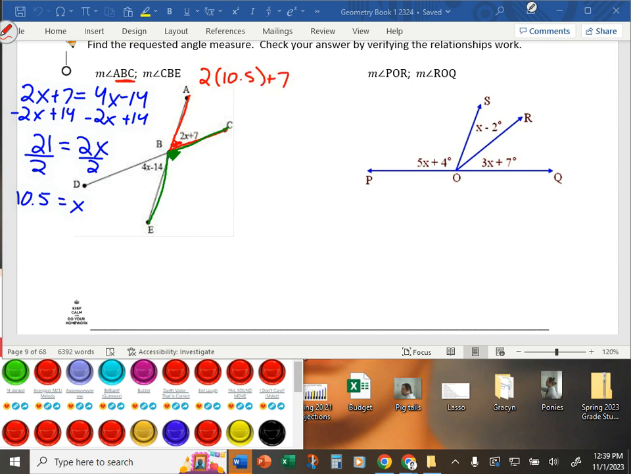So 2 times 10.5 plus 7, 28 degrees. Now, do I have to plug in 10.5 into 4x minus 14, or how do I get that CBE? There's no measure listed there. Well, the other angle I'm looking for is CBE, the one I have there in green. There's no equation, there's no value listed. Izzy, how do I get it?